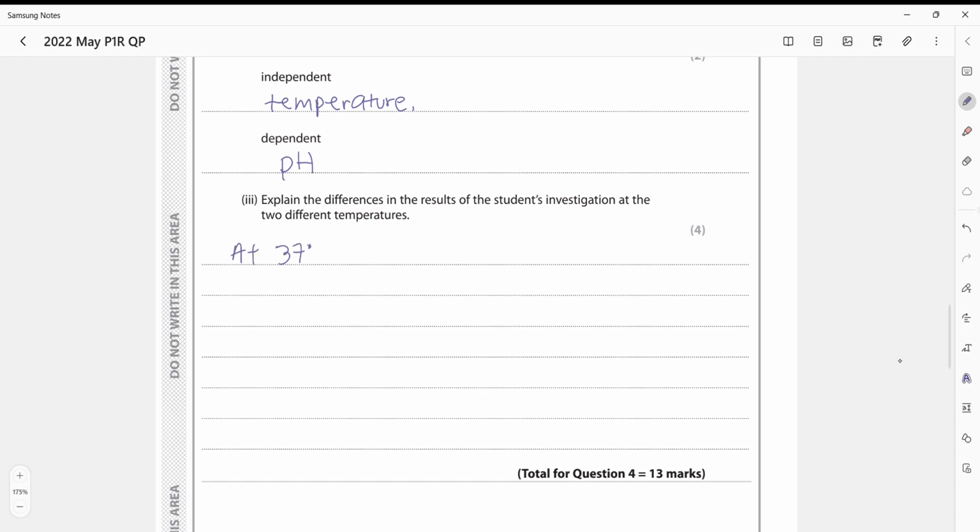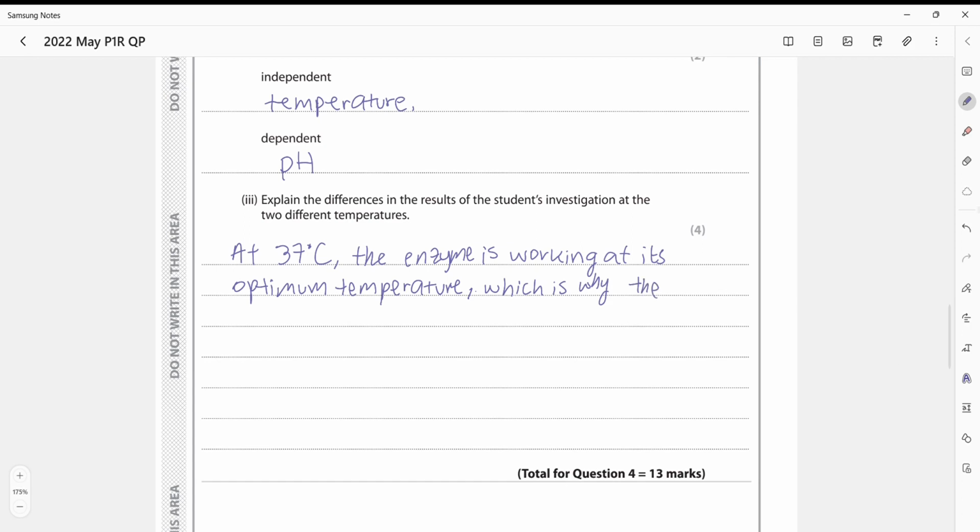At 37 degrees, the enzyme is working at its optimum temperature. The reason why it's 37 is because that is our body temperature. Optimum temperature, which is why the enzyme activity is greater.